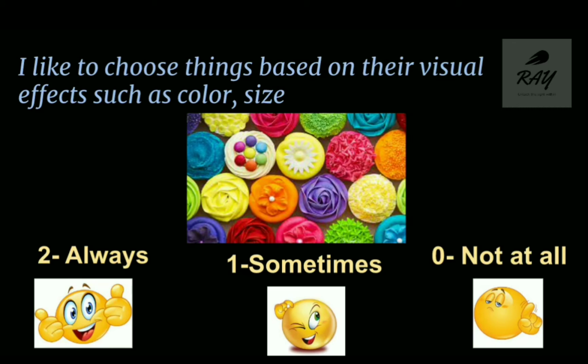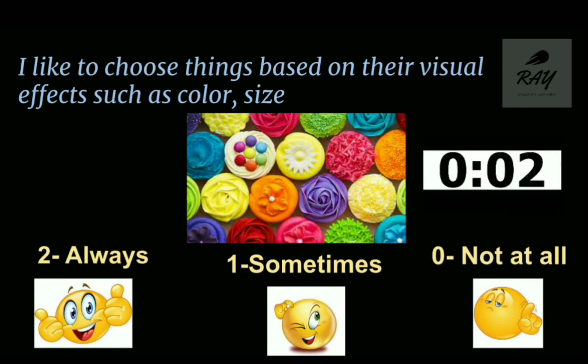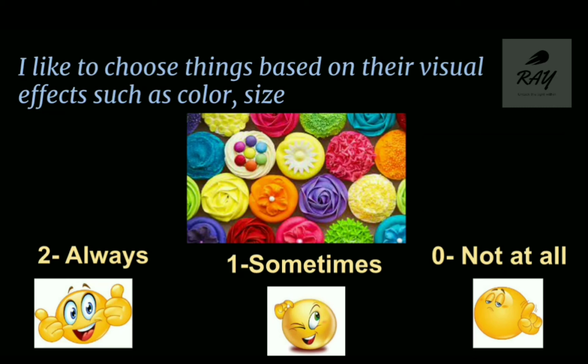I like to choose things based on their visual effects such as color, size, textures and all. So give yourself a score of 2 for always, 1 for sometimes and 0 for not at all. And your 5 seconds starts here. Great. So this is the end of part 1.